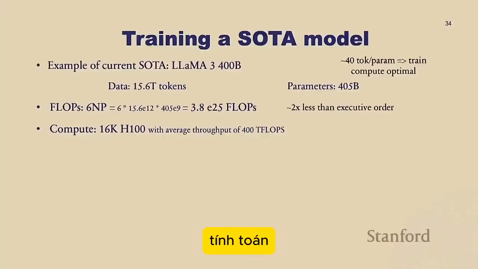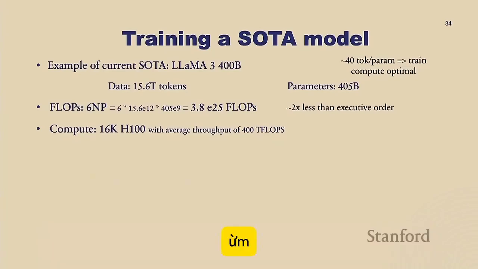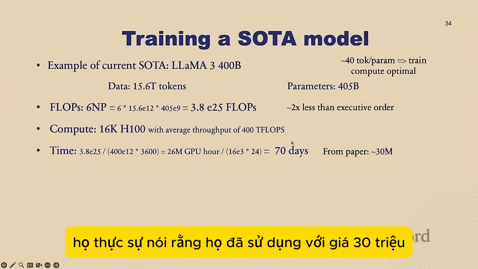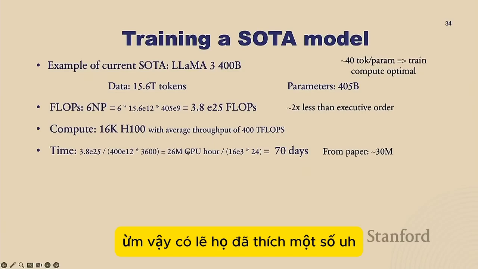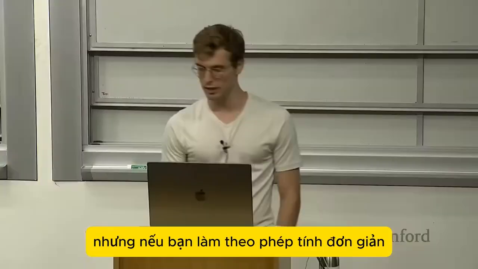Okay, compute. We know that they trained it on 16,000 H100s. And we know the throughput they set it to. So if you do the computation, it takes around 70 days, or 26 million GPU hours, at least that's with my back of the envelope computation. They actually said that they used 30 million instead of 26 million GPU hours. So maybe they had some challenges. I don't really know. But if you follow the simple computation, it's around 70 days.